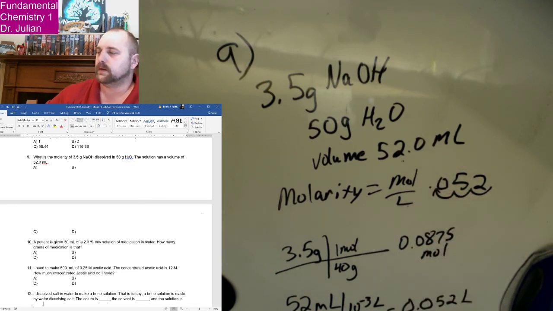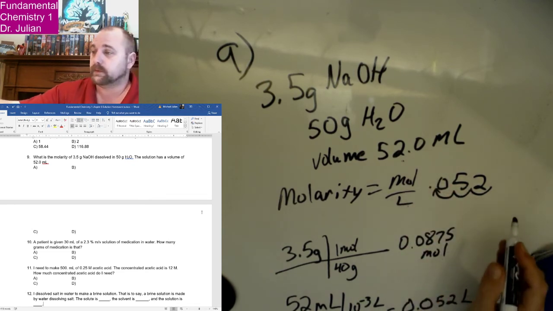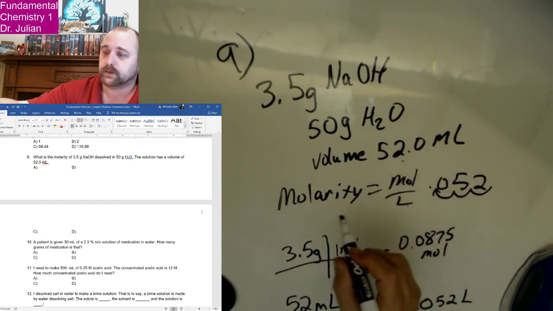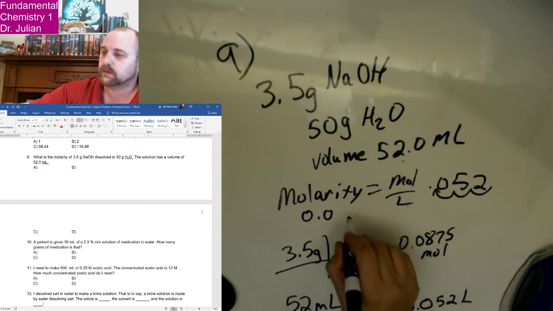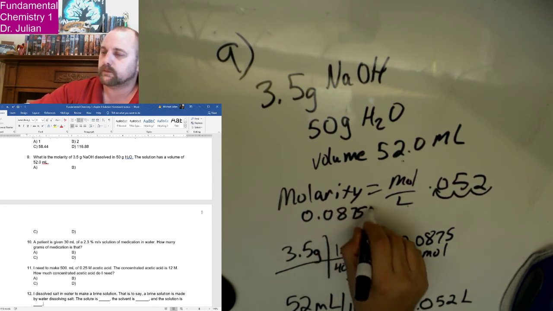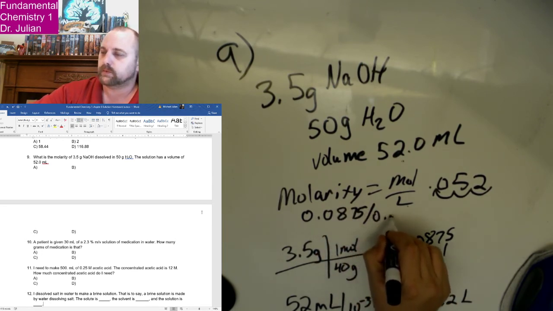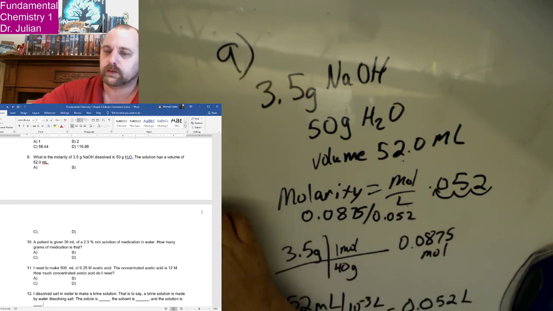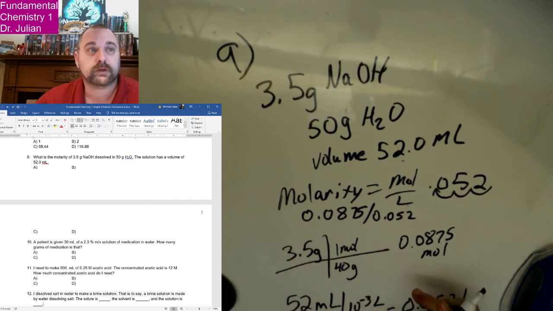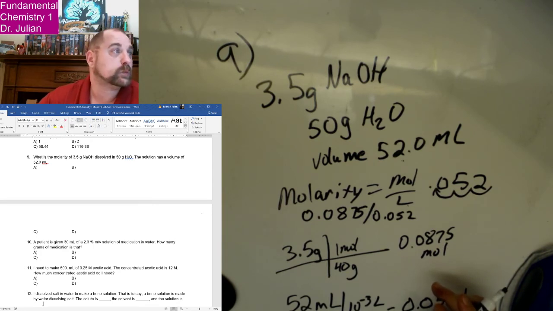Right. And so now I'm going to come back to this equation right here. I'm going to take 0.0875 divided by 0.052, and now I get 1.68.